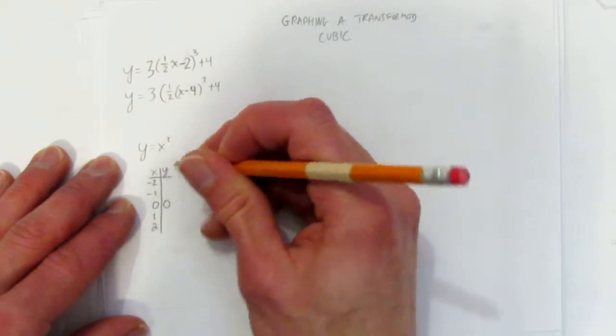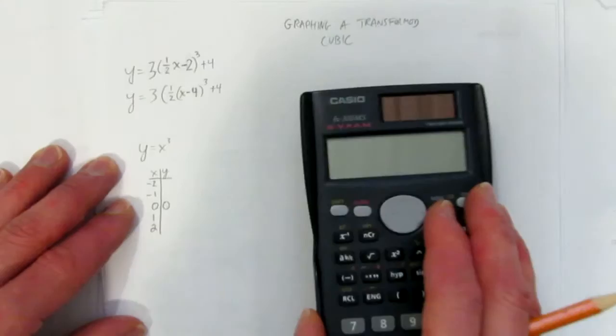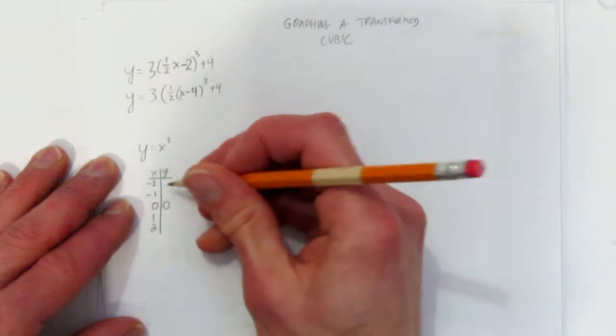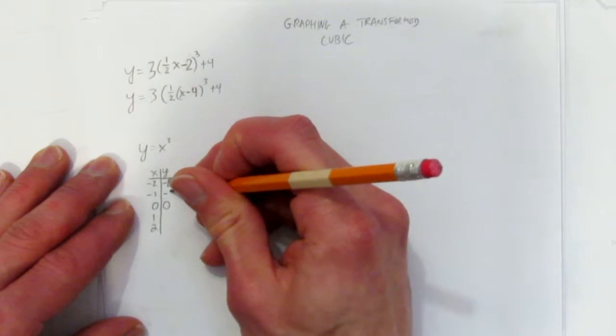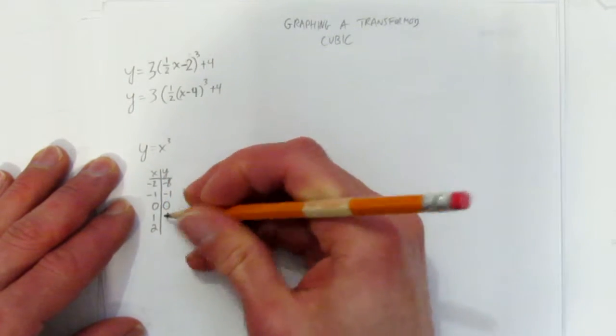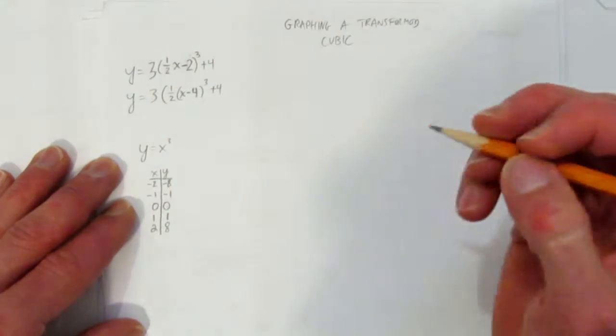And how do you get these values? You just cube them. You should be able to do that in your head. If you can't, you can pull out a calculator. But negative 2 cubed is just negative 8. Negative 1 cubed is negative 1. 1 cubed is 1. 2 cubed is 8. Got my parent function table.